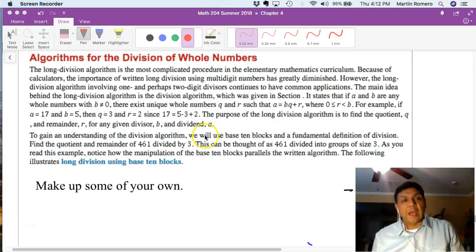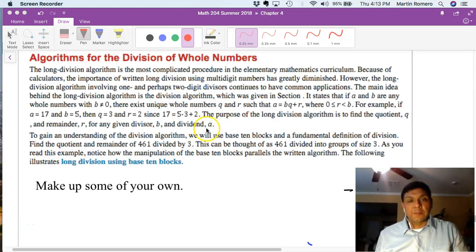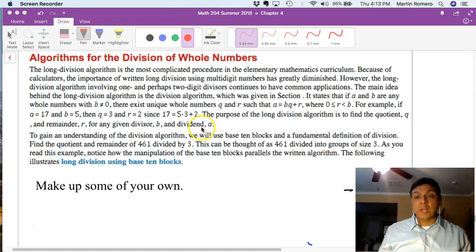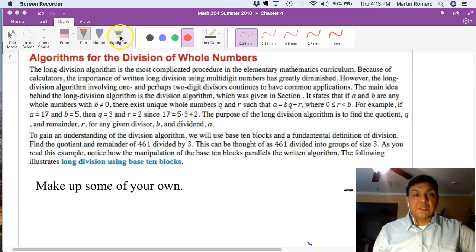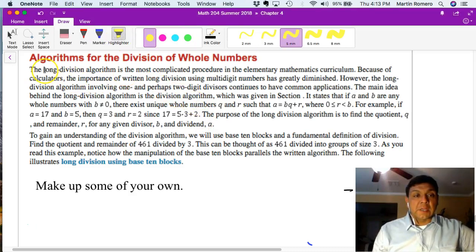This video is for algorithms for the division of whole numbers. So we've talked about addition, subtraction, and multiplication algorithms. Division has an algorithm also, and it's stated in our book. The long division algorithm is the most complicated procedure in the elementary school mathematics curriculum.